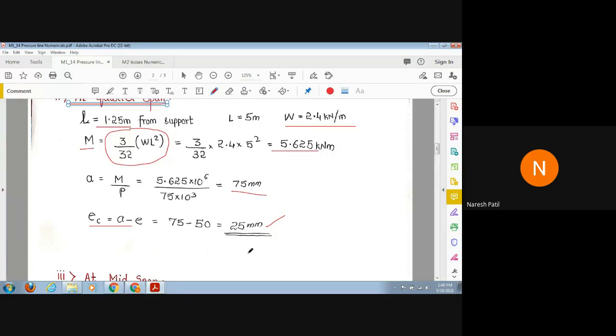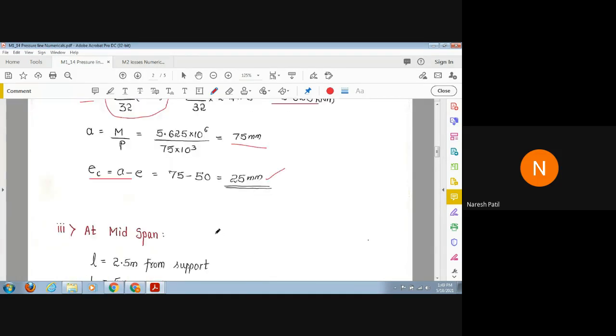The pressure line is moving above the CGC. For the support section, the pressure line was below the CGC. But if you move towards mid span, the pressure line is going above the CGC. Okay, now we'll move on to mid span.